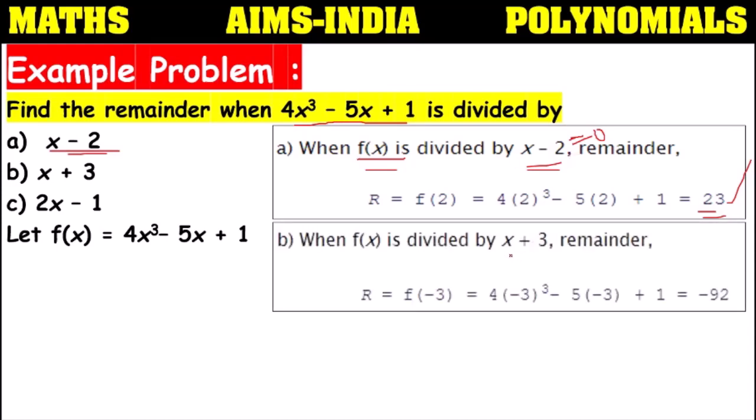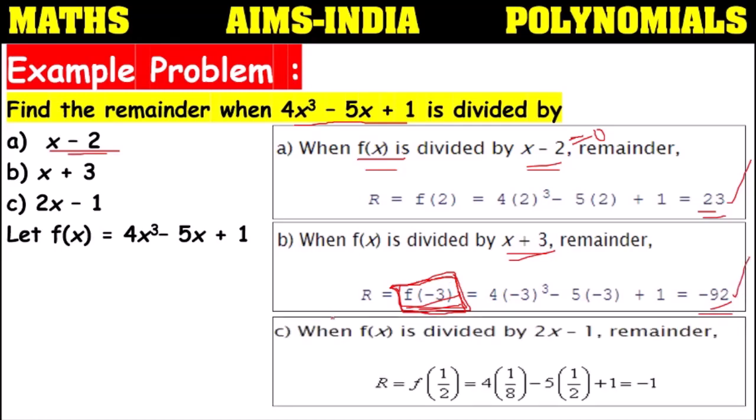In the second case, we have to divide it by x plus 3. Then the remainder will be f of minus 3. Actually, this f of minus 3 is not itself the remainder; what it means is that the remainder value lies at f of minus 3. So if we calculate the f of minus 3 value, it will come to minus 92. So the remainder is minus 92.